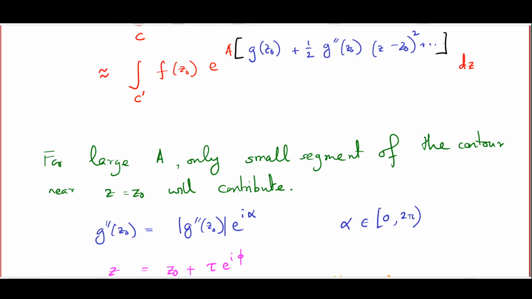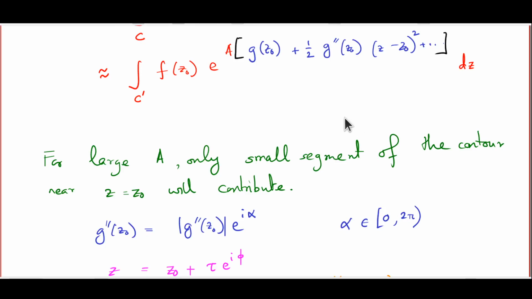Now this brings us to the one point that we have to be careful about here. The quantity g double prime z0 in general now is a complex number. It definitely does not have to be a negative real number all the time. So in general, g double prime z0 is going to be mod of g double prime z0, which is of course always positive, times the phase factor e to the I alpha, and alpha can be chosen to be somewhere in the interval from 0 to 2 pi. Of course, you will not take 2 pi if you have already taken 0.